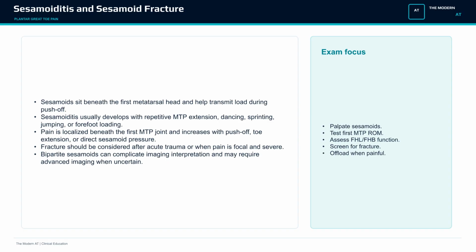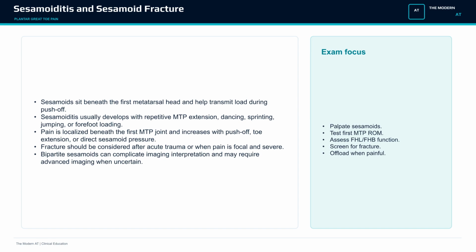The sesamoids sit under the first metatarsal head and help transmit force during push-off. They are heavily loaded during sprinting, jumping, dancing, cutting, and forefoot-dominant activity. Sesamoiditis usually develops gradually from repetitive loading or repeated first MTP extension. Pain is located beneath the first MTP joint and worsens with push-off, toe extension, or direct pressure.